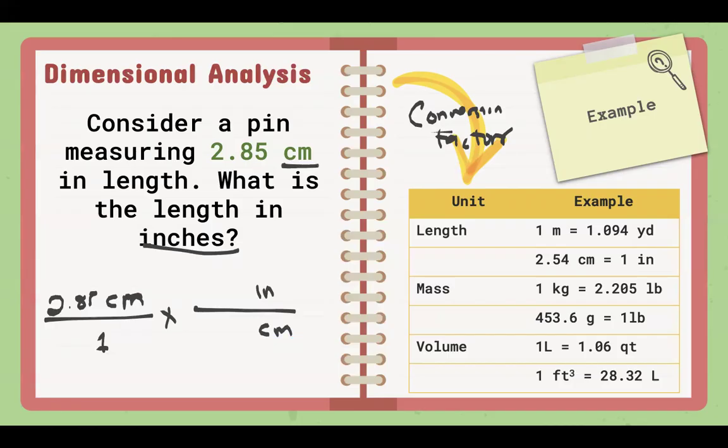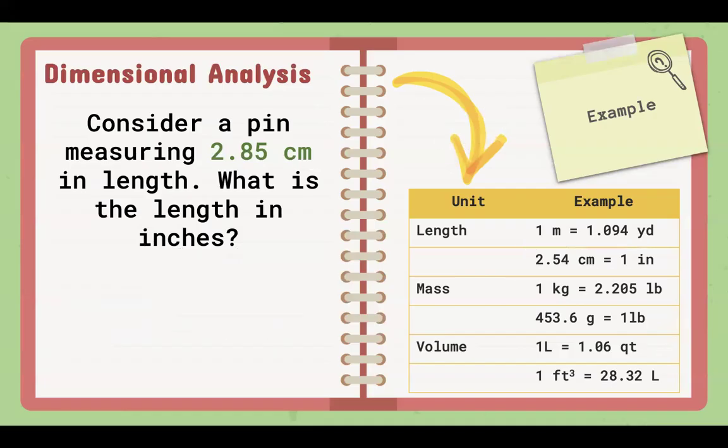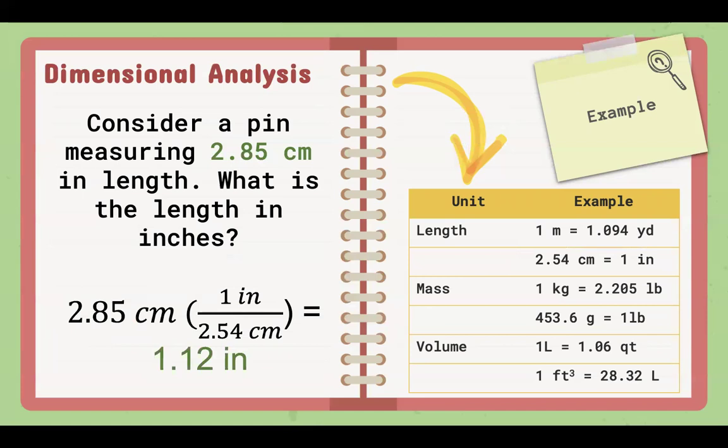Now we have to know how many inches there are in a centimeter or vice versa. In 1 inch, how many centimeters based on the table? We can say that in 1 inch, there's 2.54. So you just have to copy that. So you have here 2.54 on the denominator and then 1 inch on the numerator. So all you have to do is perform the operation. That's basically 2.85 divided by 2.54. And what's your answer? If your answer is 1.12 inches, then you are correct.